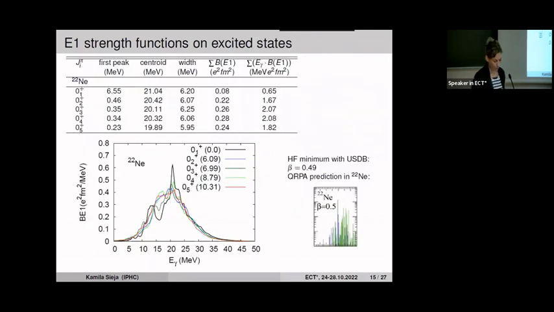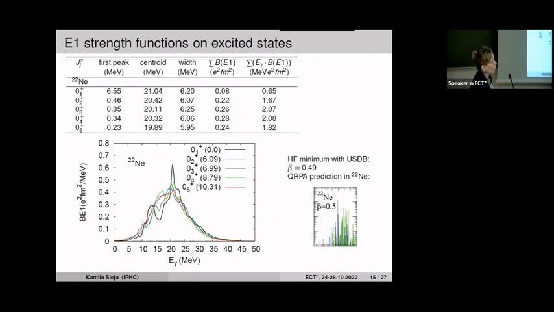But the sum rule is not all, and in fact, to say a little bit more about the behavior of the hypothesis at low energy, I also did detailed calculations of photoabsorption strength for different initial states. The first case I wanted to discuss was neon 22. The prediction from QRPA was that this one is the most deformed among the neon chain, with something like beta 0.5 deformation. And if you make a Hartree-Fock calculation with the USDB interaction, you get more or less the same deformation, beta 0.49.